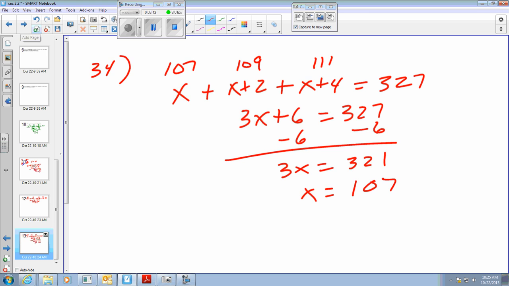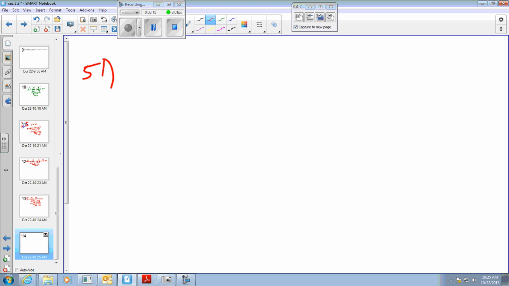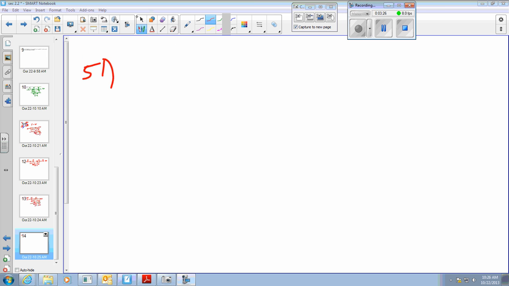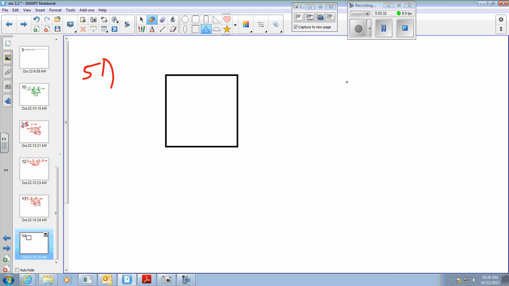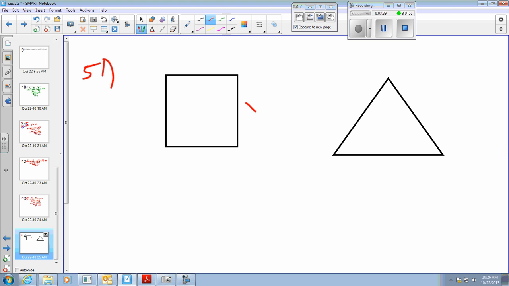Let's move to question 51. Question 51 says 2 frames are needed with the same perimeter. One frame is the shape of a square. The other one is the shape of a triangle. So here's our 2 frames, and we need them to have the same perimeter. They tell us that the side length of the square is x, so all of those are going to be the same. And they tell us that the side length of the triangle is 6 larger than the square. So that one would be x plus 6, x plus 6, x plus 6.